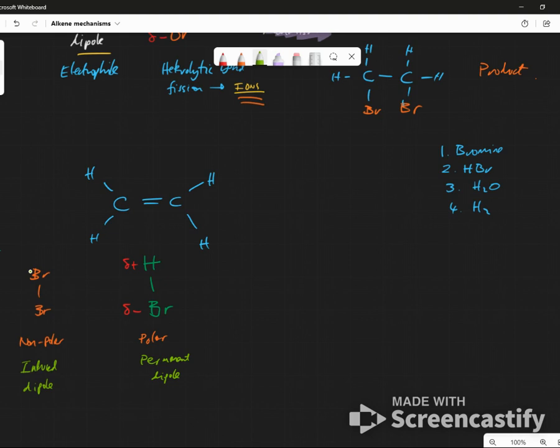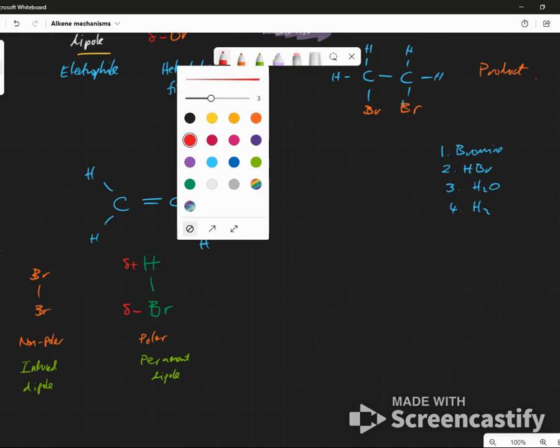So this is the question. Which one's going to react faster, do you think? The Br2 or the HBr? Which one's going to attack quicker? HBr or Br2? Yeah, it's going to be the HBr because the dipole's there all the time. But other than that, everything's exactly the same.